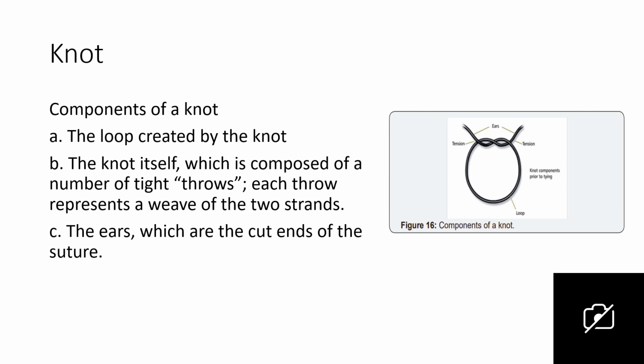Knot. Components of a knot. The loop created by the knot. The knot itself, which is composed of a number of tight throws. Each throw represents a weave of two strands. The ears, which are the cut ends of the suture.